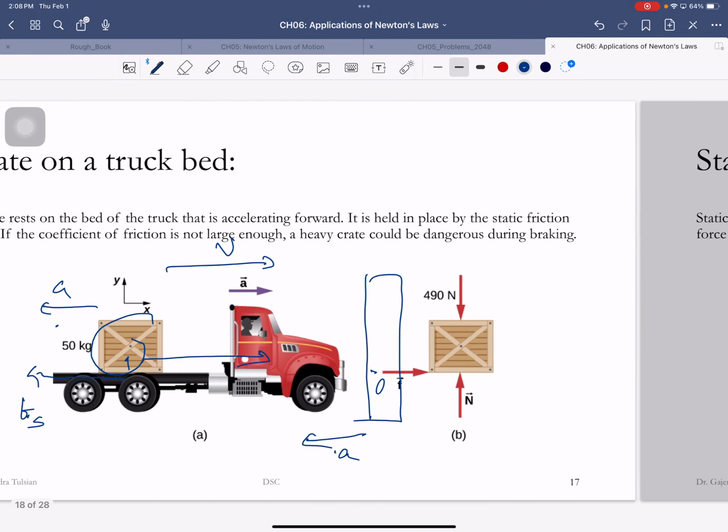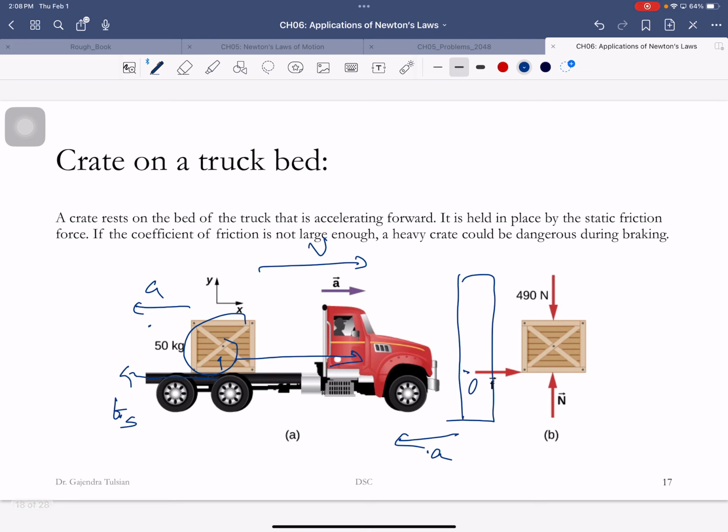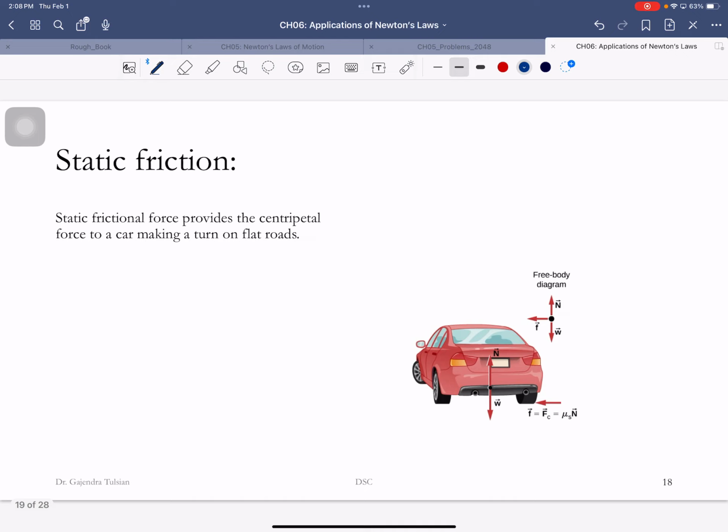Did you guys understand that? So anytime you see a heavy load, you'll see it's always chained down. Now there's a lot of construction going on, and on the highway you'll see a lot of trucks carrying cinder blocks for buildings and stuff like that. They're always chained down.